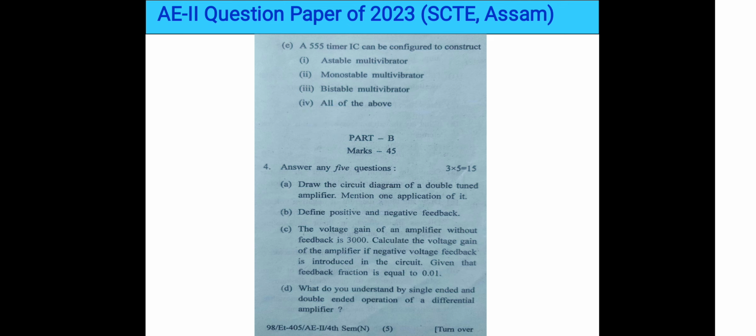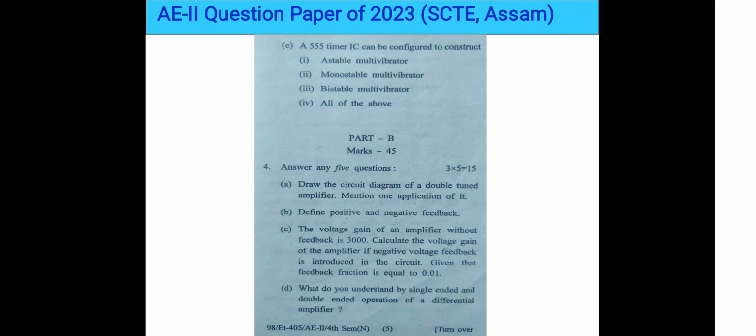Next is Part B. There are 45 marks, and 25 plus 45 is 70 marks in total. Question number 4: answer any 5 questions, 3 marks each, 15 marks in total. First question: draw the circuit diagram of a double tuned amplifier and mention one application of it. Derive positive and negative feedback. The voltage gain of the amplifier without feedback is 300. Calculate the voltage gain of the amplifier if negative feedback is introduced in the circuit, given that the feedback fraction is equal to 0.01.